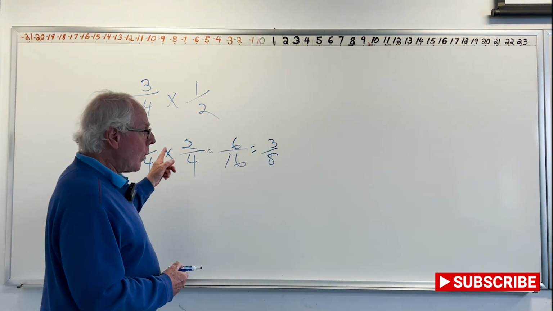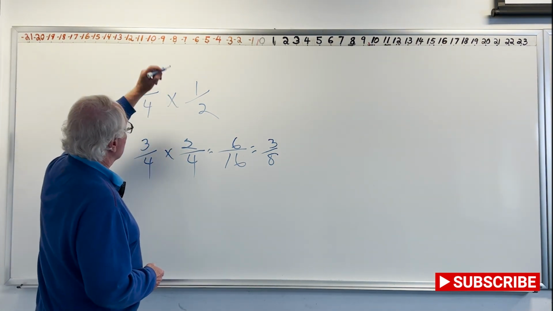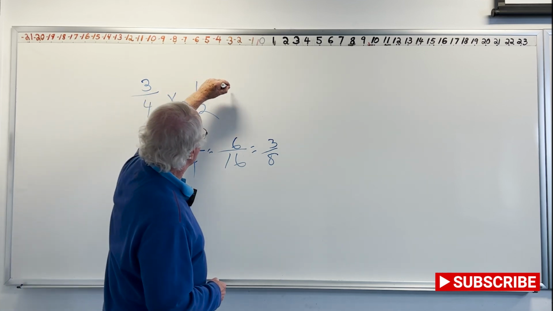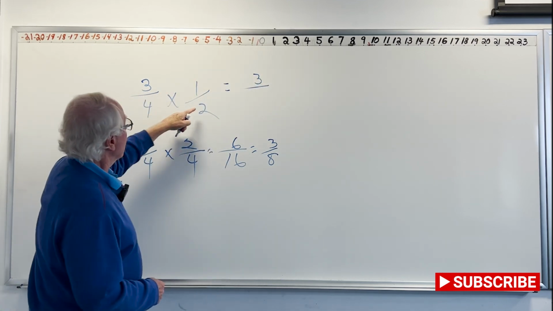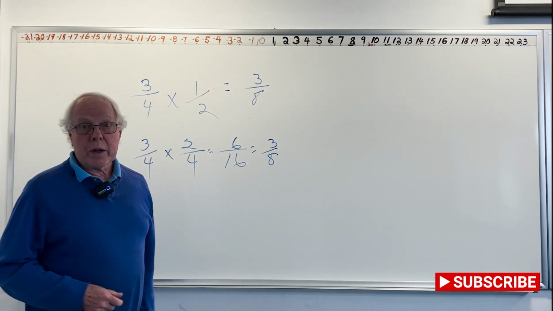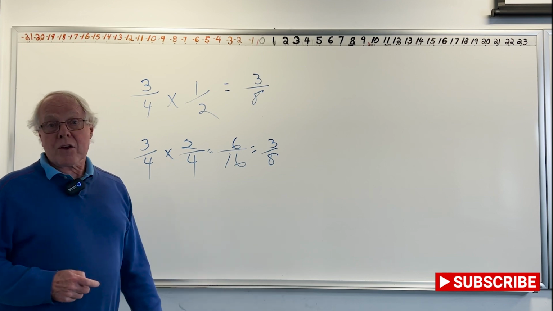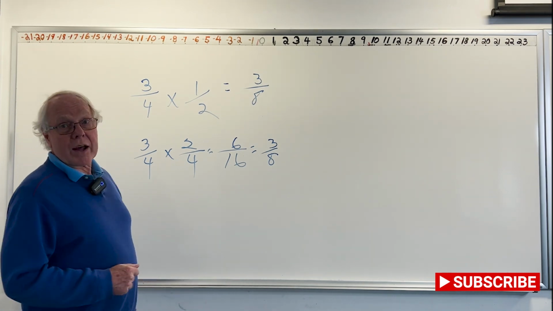But we didn't have to do all that. Right from the beginning, we could have multiplied the numerator times the numerator, and the denominator times the denominator. 4 times 2 is 8. We got the same answer with one less step. So that's why I say multiplying fractions is easier than adding fractions.